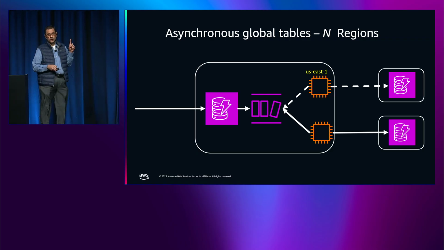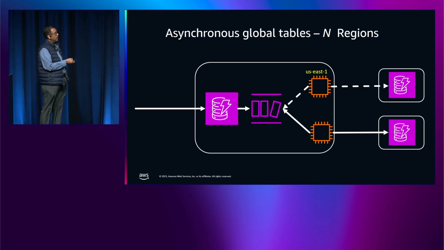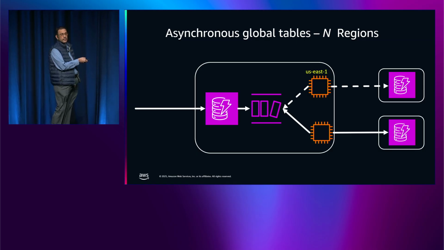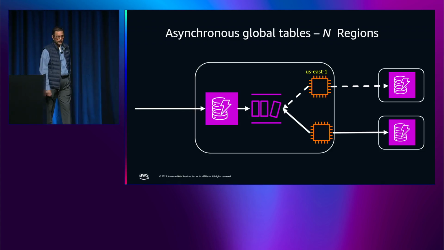Replicators are unidirectional. So from US East 1 to destination region, replicator. In the opposite direction, another replicator. And this is the reason why these are eventually consistent. You perform the write here. The write is durably recorded. If you do a strongly consistent read in this region, you're going to see that data. There is a propagation delay before it makes its way over there, but it will eventually get there. That's the eventually consistent part of global tables.